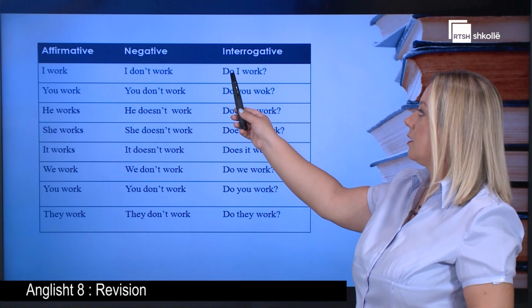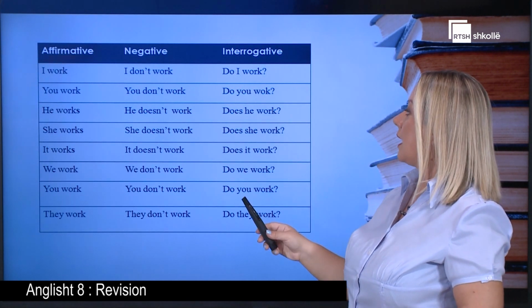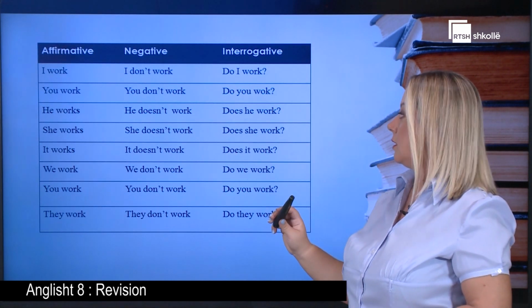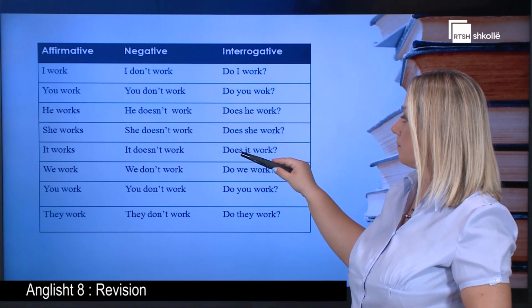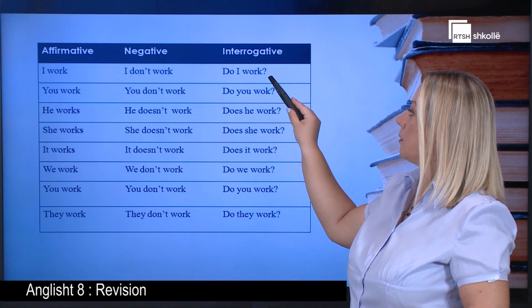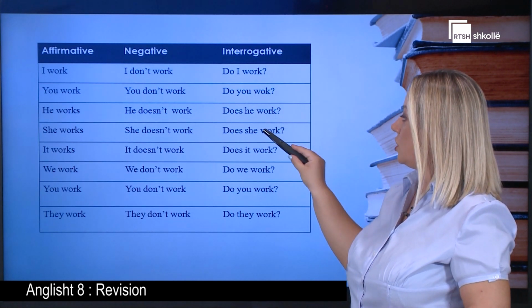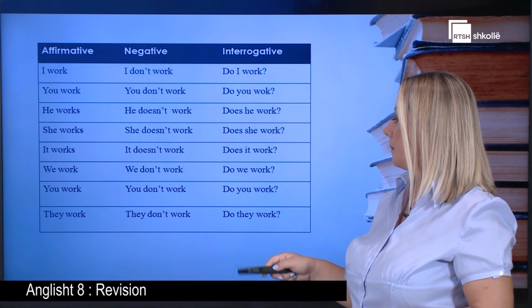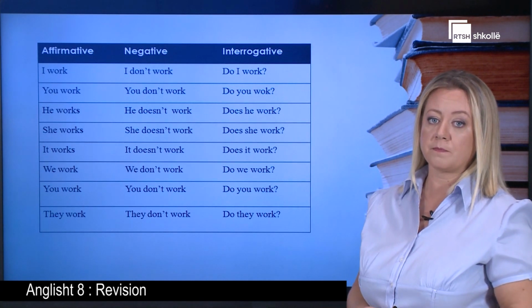How to form the interrogative form? We put the auxiliary, the subject, and the verb. Here again, pay much attention to the third person singular because the auxiliary here is does. Do I work? Do you work? Does he, she, it work? Do we work? Do you work? And do they work?